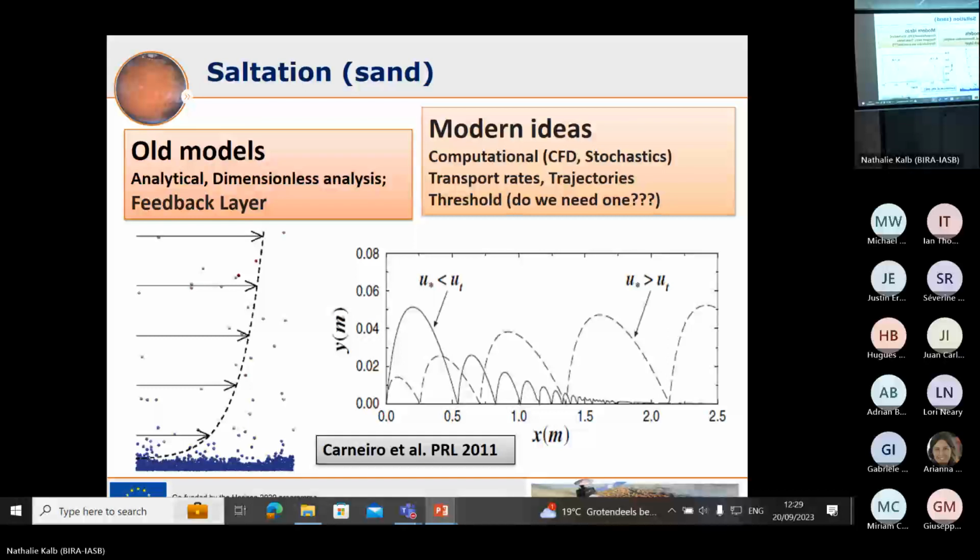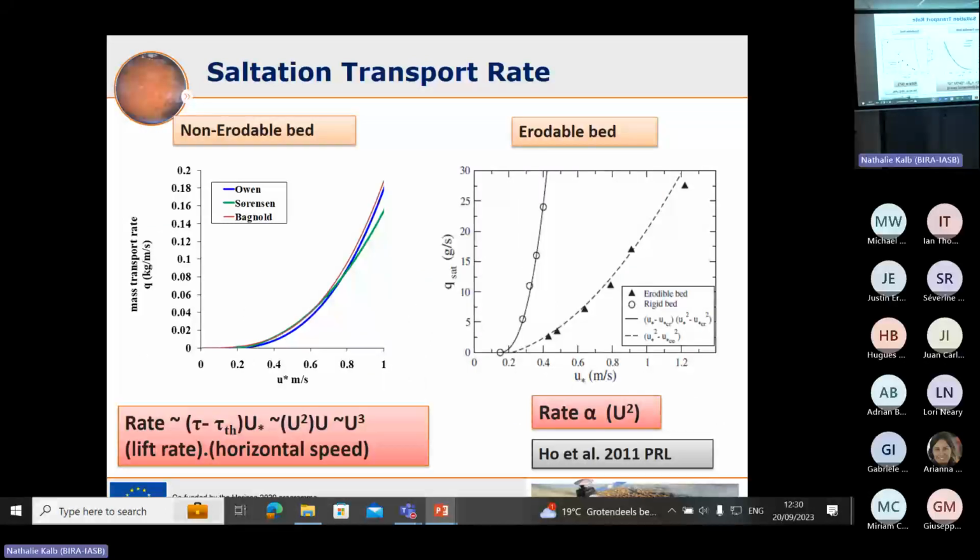That's what happens during saltation. With modern techniques like CFD or other models using numerical solutions, you don't need to make this assumption. And there are definitely problems with having this rather simple model of saltation. It is not working, especially for Mars. So yeah, threshold is one thing.